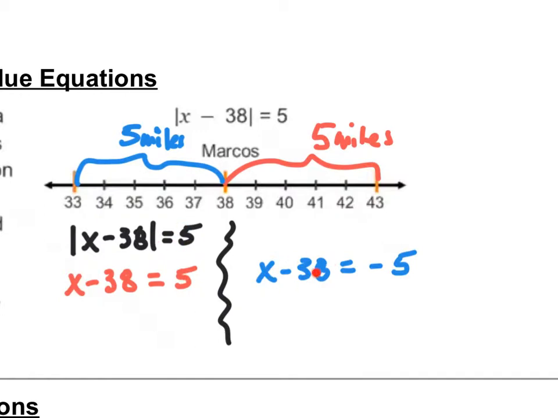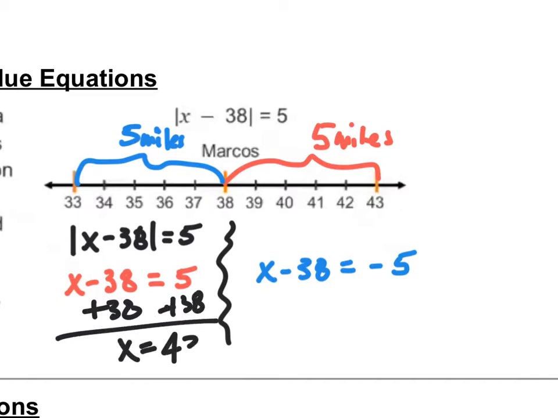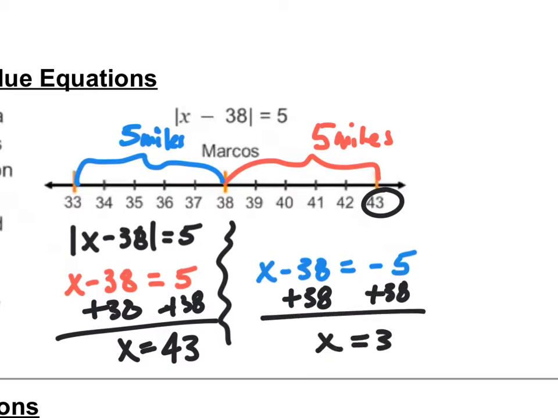And then we have to set up another equation and set it equal to the opposite. Then all we're going to do is add 38 to both sides on all these. And so then we get that x is equal to 43, which is this value right there. And if I do the same thing, if I add 38 to this side, negative 5 plus 38, that means that x is going to equal 33, which is this number.